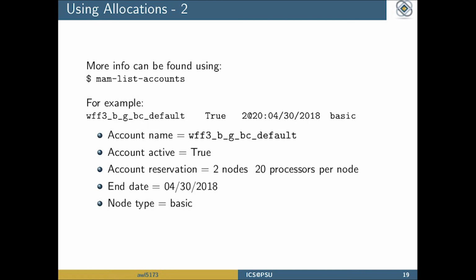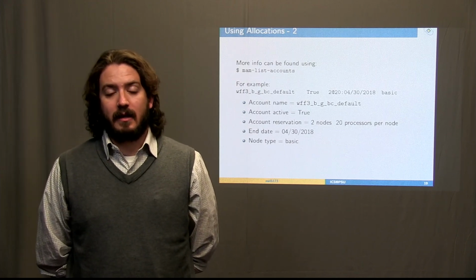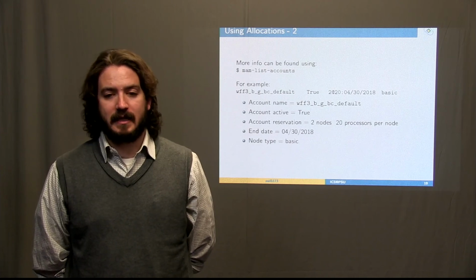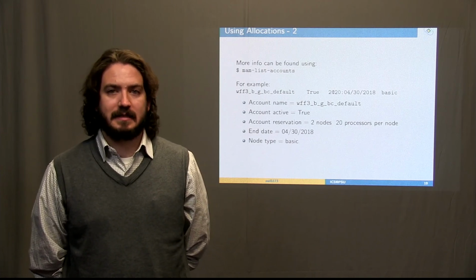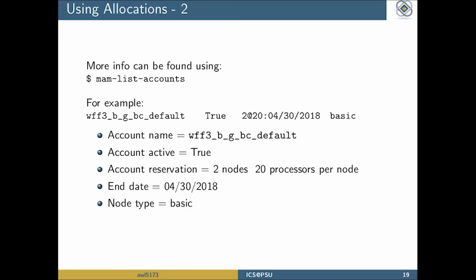After the true or false for if the account is active, there's what the actual reservation is for. Here it's 2 at 20, so that's 2 nodes at 20 processors per node. And then there's an end date, so this allocation runs until April 30th of 2018. And then at the very end, there's also the node type. So ICS-ACI has basic, standard mem, and high mem. This particular allocation uses the basic mem nodes.